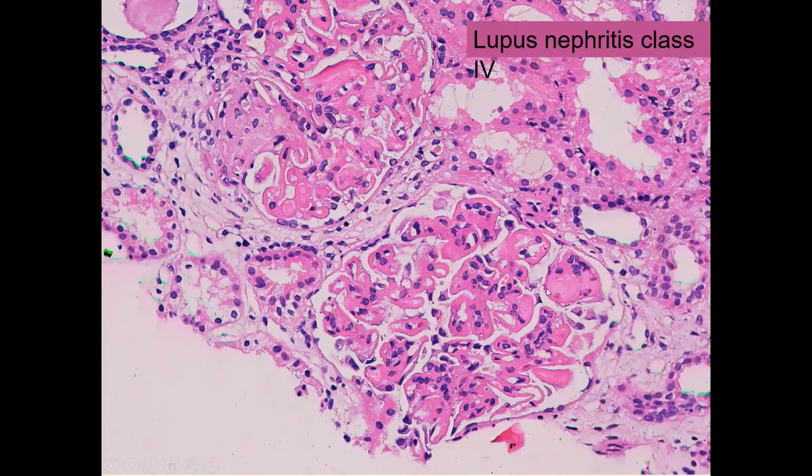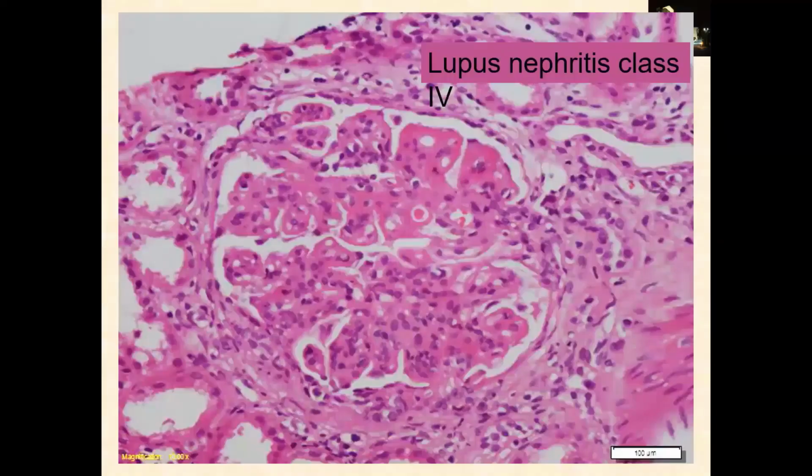Here is huge mesangial expansion that is encroaching on the capillary area and occluding or obliterating the capillary lumina. Also here is mesangial proliferation or hypercellularity. And here we have hyaline thrombi, intracapillary thrombi.